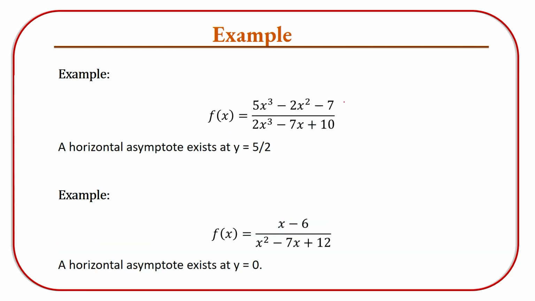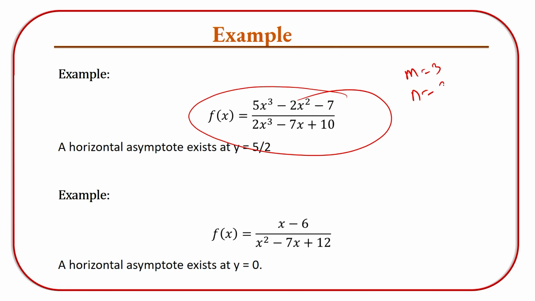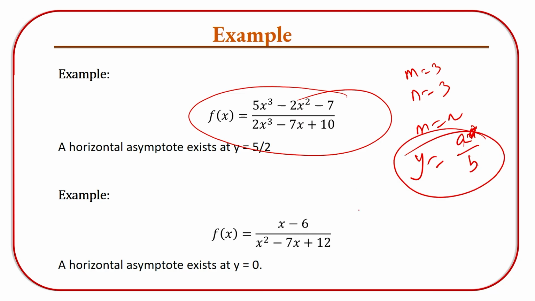Example 2, look at this example: 5x cube minus 2x square minus 7 divided by so on. So, what is the m? m equals 3 and n equals 3 as well. So, here m equals n. So, y equals a by b will be our horizontal asymptote, right. So, these are the two coefficients. So, you make this one the horizontal asymptote directly.